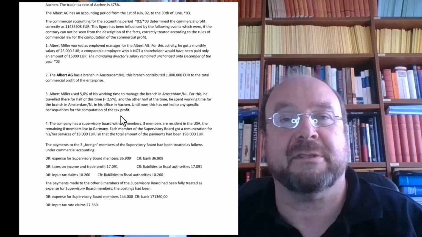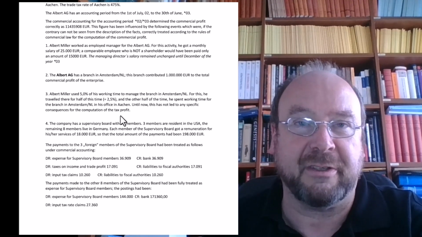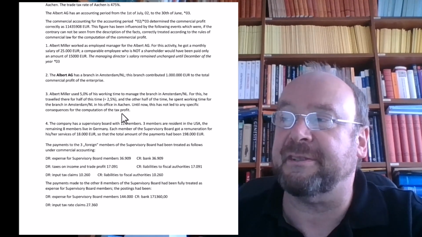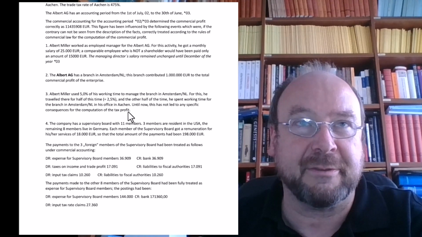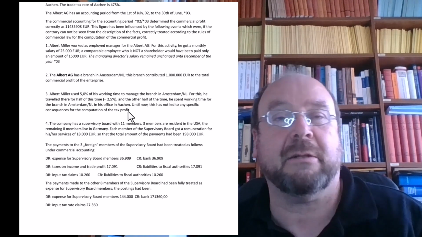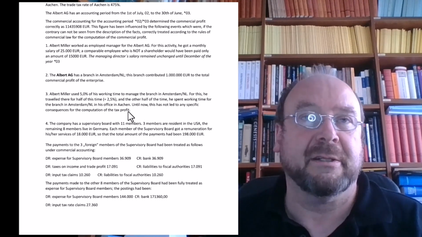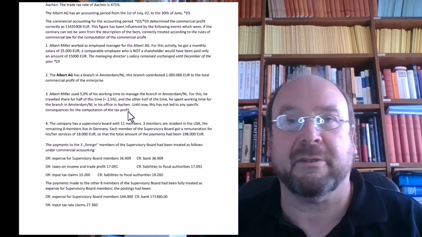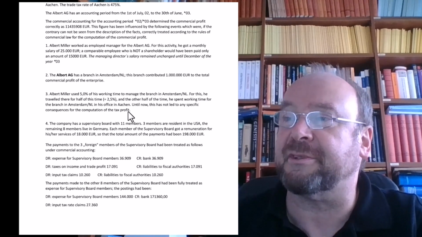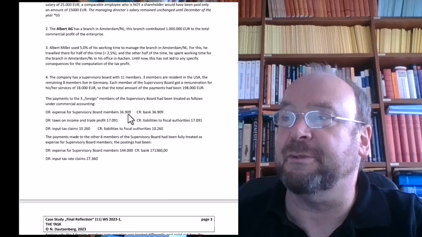Naturally, you sit at your desk in Aachen, and some of your time also is spent for managing questions concerning the branch in Amsterdam. Until now, this has not led to any specific consequences for the computation of the tax profit, because Albert's salary was completely deducted as a business expense. That is what had been booked, and there has been no differentiation concerning what refers to what of that salary. The company in question has a supervisory board.